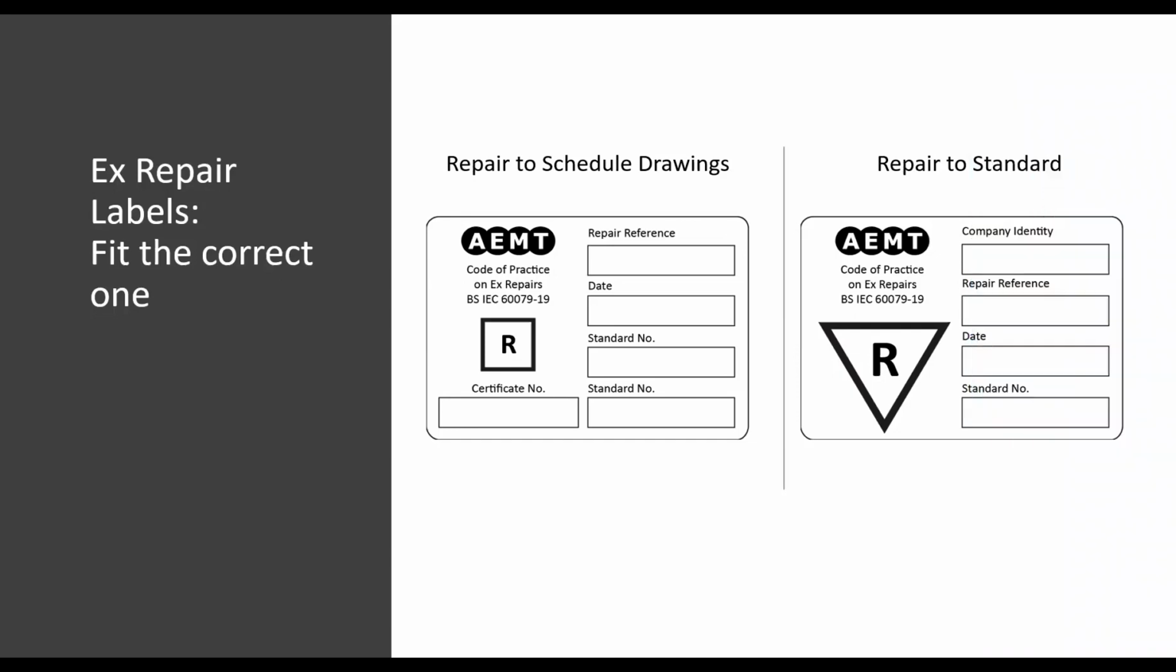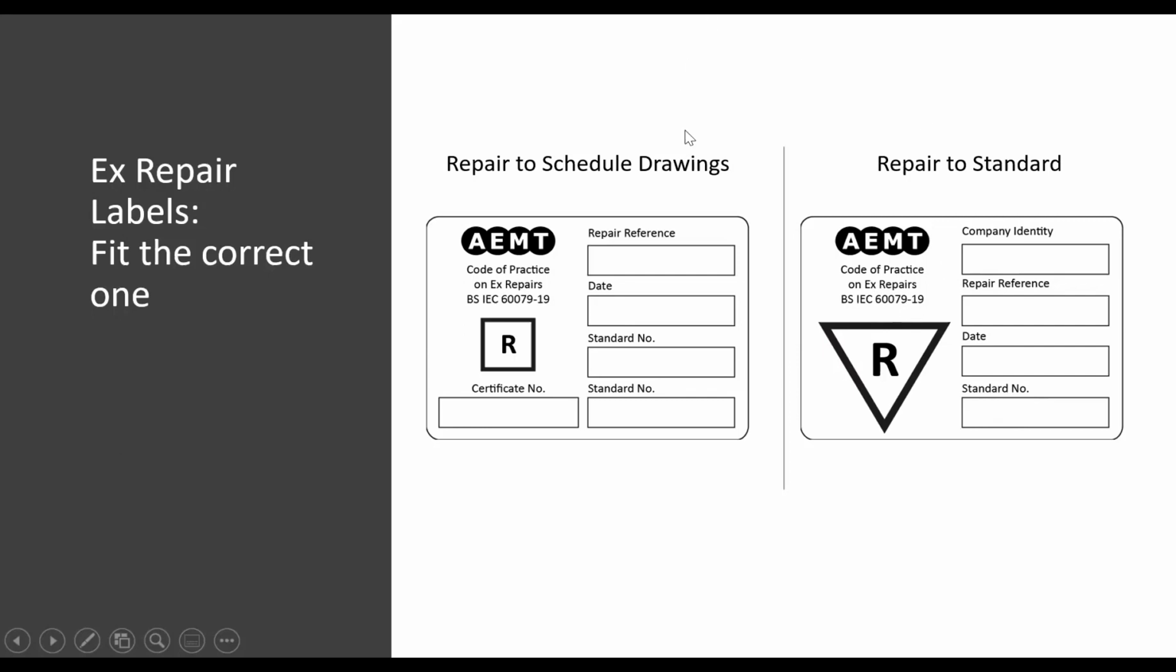Okay, right, moving on. So yes, repair labels need to be on. There's a lot more information on here than is actually needed, but these are our AEMT repair labels. You can manufacture your own as long as it has the R in the relevant triangle or square. It has the repair standard, your company identification, the repair reference, and the date. That is all you need. This is all the standard is requesting of you. You can put standard numbers there which you've repaired it to if you want to, but this is just extra information that the AEMT have added to their repair labels.